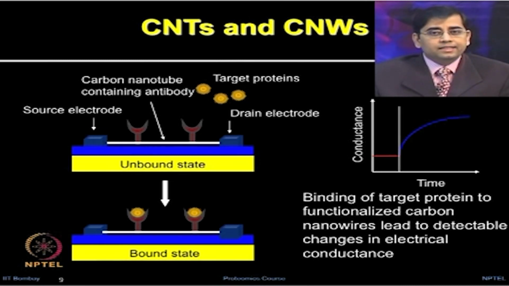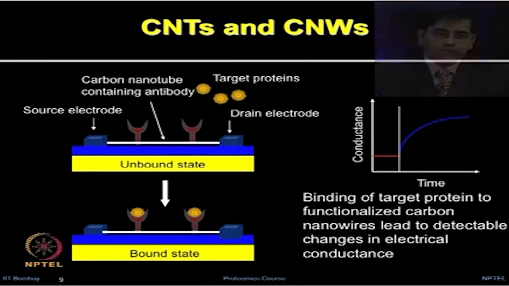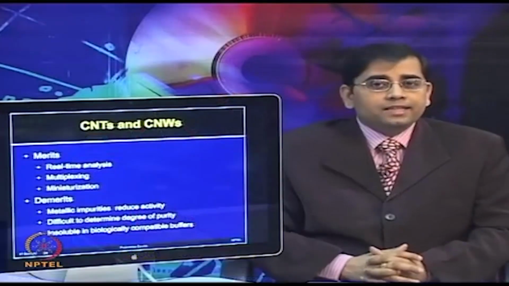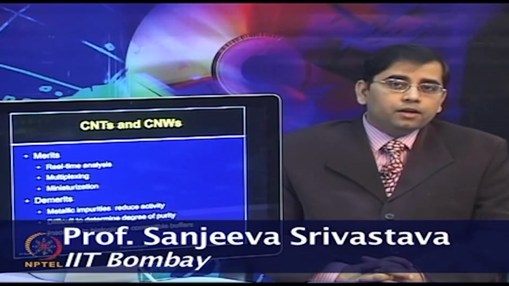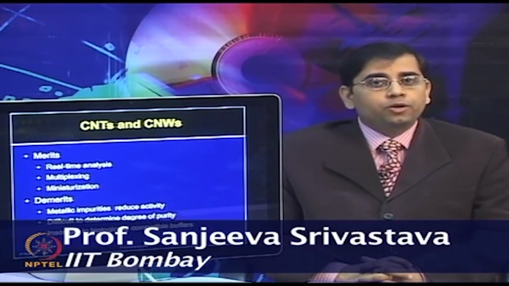This is very highly sensitive, and this change in conductance is measured for measuring different types of proteins as well as some small particles including viruses. The various applications have shown the potential of this technology. Now, let us discuss what are the merits and demerits of using carbon nanotubes and carbon nanowires.